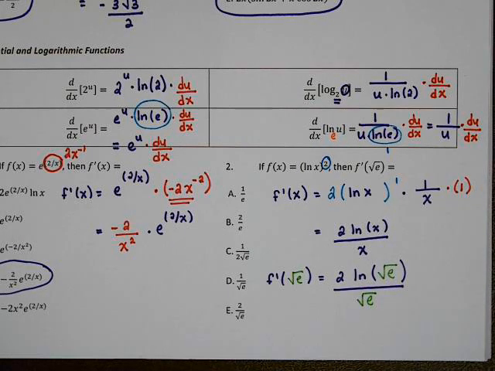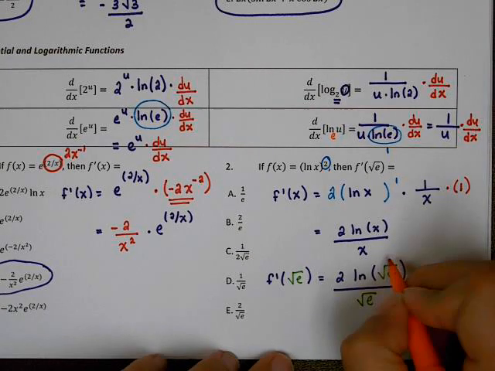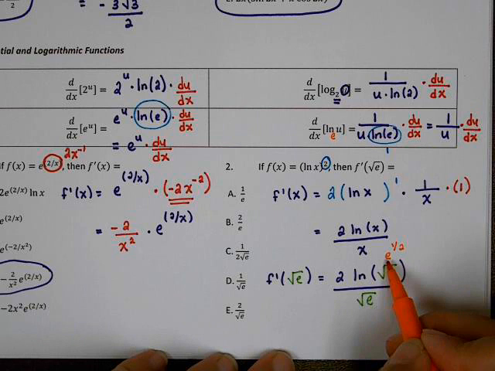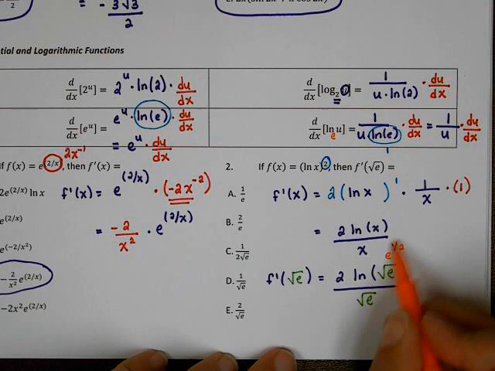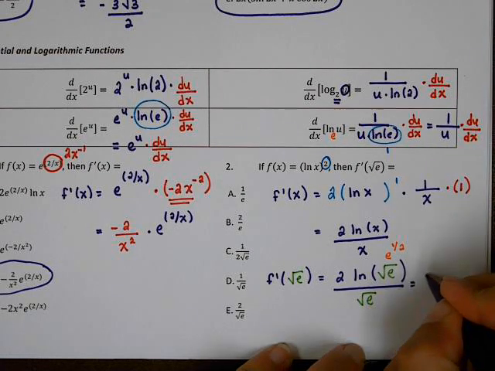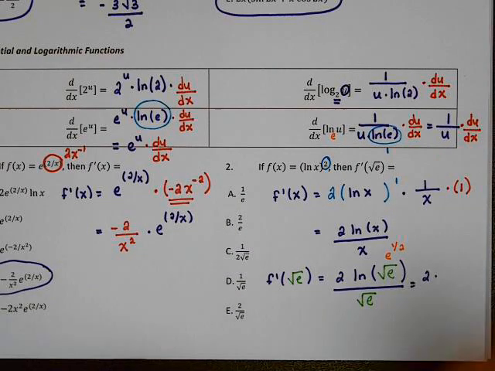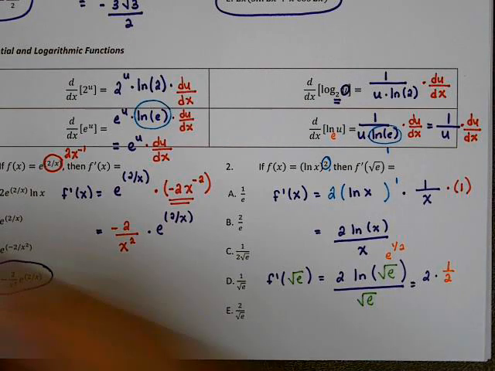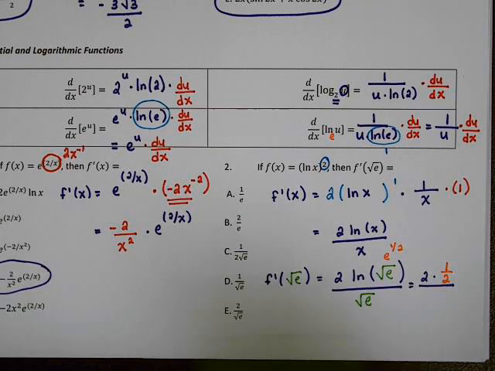Now clearly that doesn't match any of my answers, but this does actually simplify. Square root of e is really e to the 1/2. We know that the natural log of e is 1, so we would have just the 1/2 left as part of our answer. So we would have 2 times just the 1/2 all over the square root of e.